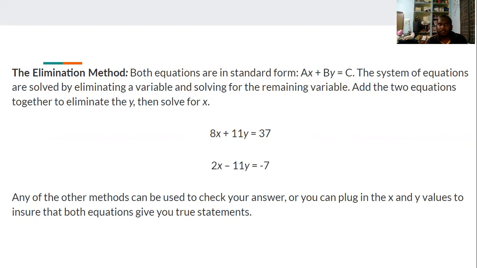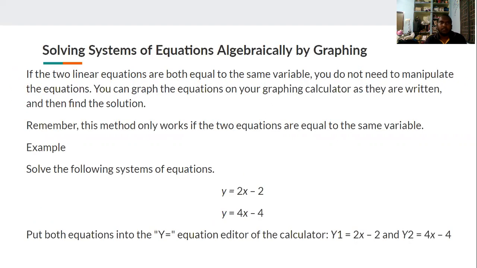Add the two equations together to eliminate the y, then solve for x. 8x plus 11y is equal to 37, and 2x minus 11y is equal to minus 7. Any of the other methods can be used to check your answers, or you can plug in the x and y values to ensure that both equations give true statements.